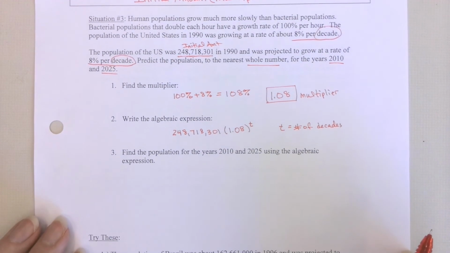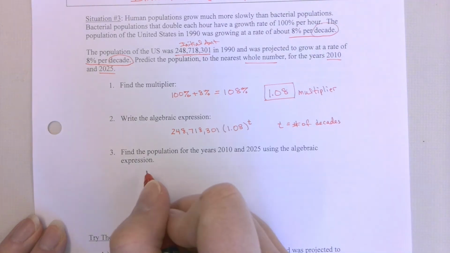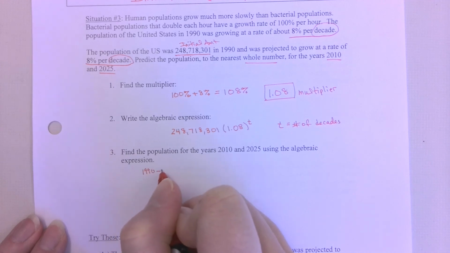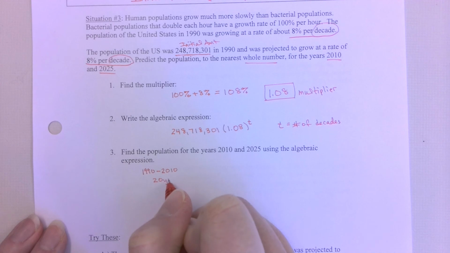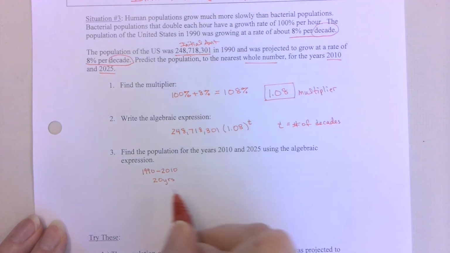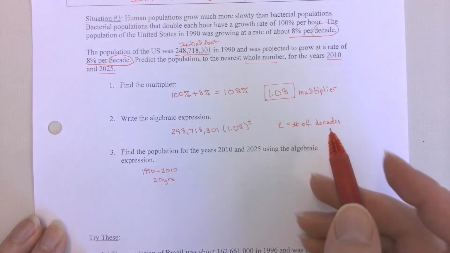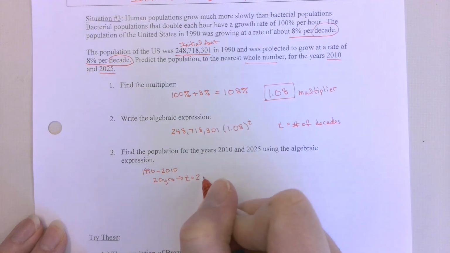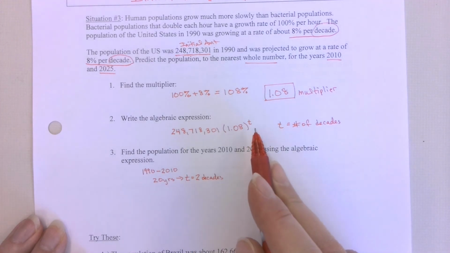All right, now in this question, we want to find out the population in the year 2010 and the year 2025. So in the year 2010, from 1990 to the year 2010, that is 20 years. When I go to put that 20 years in here, I need to write it in decades. So 20 years gives me a t that is 2 because it is 2 decades. So we want to be careful not to put the 20 in here.